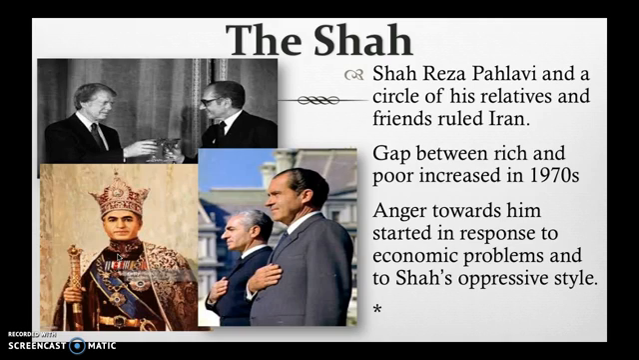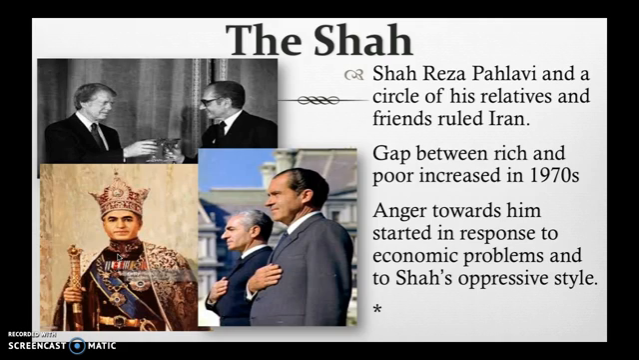First off, the Shah. Shah is, I'm assuming, Farsi, which is the language that they speak in Iran, for king. So King or Shah Reza Pahlavi, and a circle of his relatives and friends ruled Iran, and they were going to benefit themselves. The gap between the rich and the poor increased in the 1970s, and anger towards him started in response to economic problems and the Shah's oppressive style. He didn't let them express themselves religiously, and so that's bad. If you oppress your people and you're really strict on them, eventually the pressure is going to build up, and you can look forward to having a revolution.